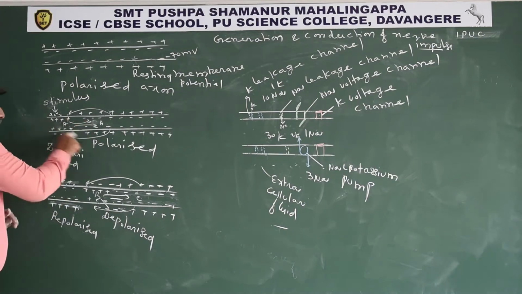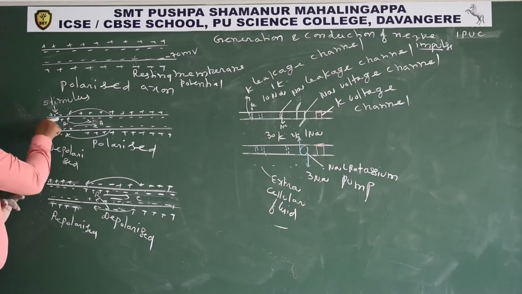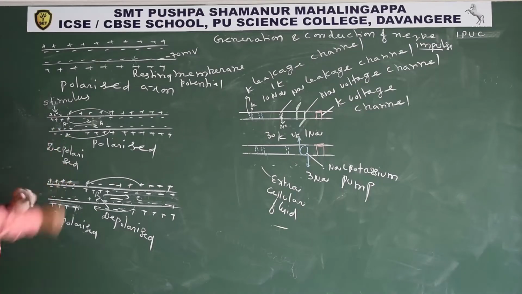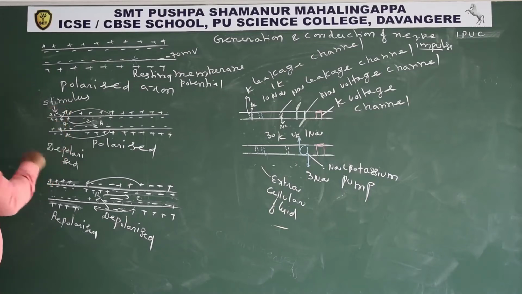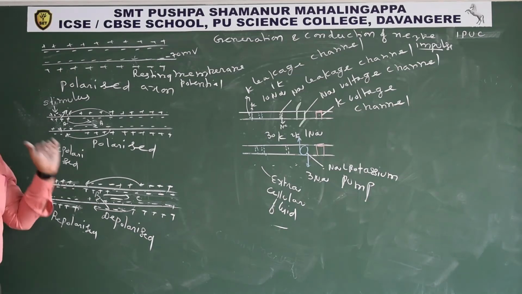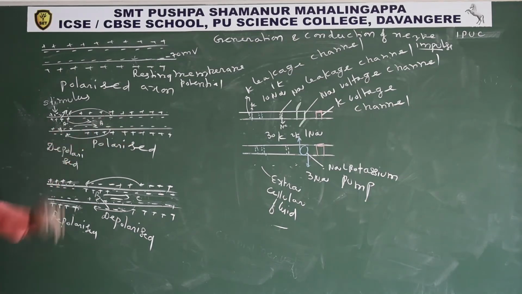Now the positive charge moves from A to B, and at the same time the potassium voltage channel present in A opens, so potassium goes out. Due to the movement of potassium ions, the inner surface is electrically negative and the outer surface is electrically positive. In this manner, depolarization is conducted from one end to another end. It is known as generation and conduction of nerve impulse.